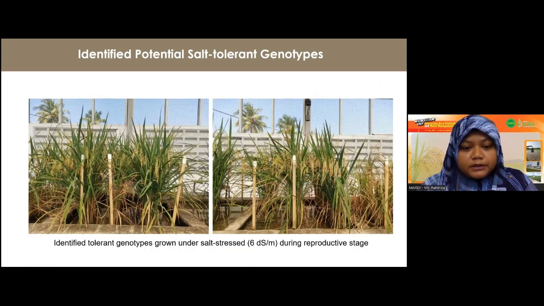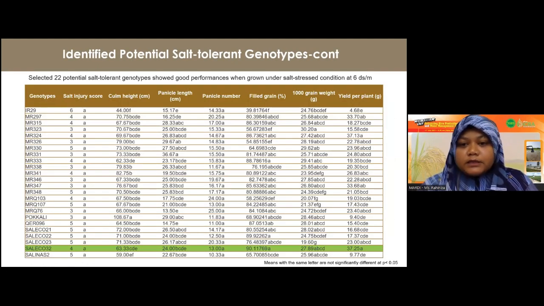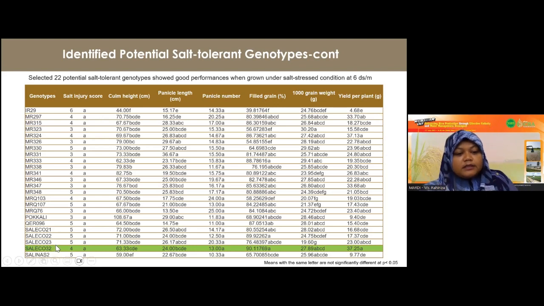So this is some pictures that we took during our trials. The tolerant genotypes grown under salt stress during reproductive stage. Okay, this is the performance of selected genotypes. So as I mentioned earlier again, the Saltol 32 show the best performance with the higher yield, about 37.25 yield per plant. So followed by others. So we have our local varieties, but we need to confirm for the second season for this data.